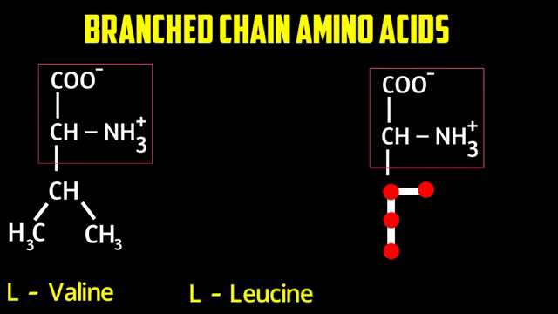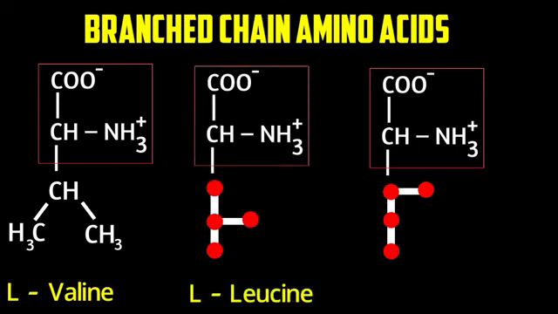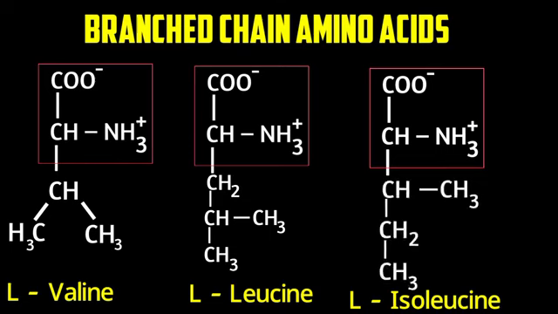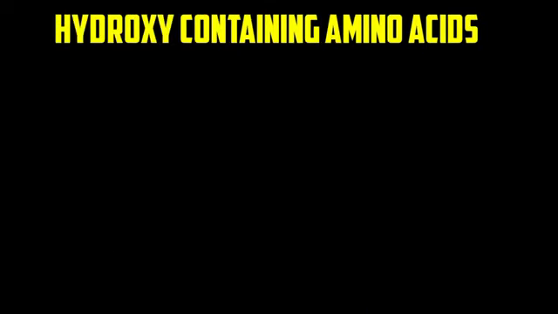Leucine, you do your general amino formula, you put the skeletal structure, you balance the carbon by putting the required number of hydrogens. Isoleucine, you draw the general amino formula, you put the same thing, you balance the carbon with hydrogen. Next family is hydroxy containing amino acids.